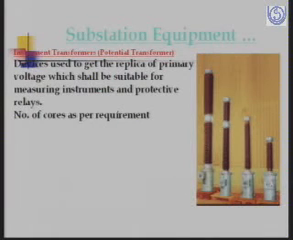Then we have the potential transformers. These are used to get the replica of the primary voltage, which shall be suitable for the measuring instruments and protective relays, and the number of cores are as per requirement. So both the current transformers and potential transformers are basically for the measurement and protection of the substation.